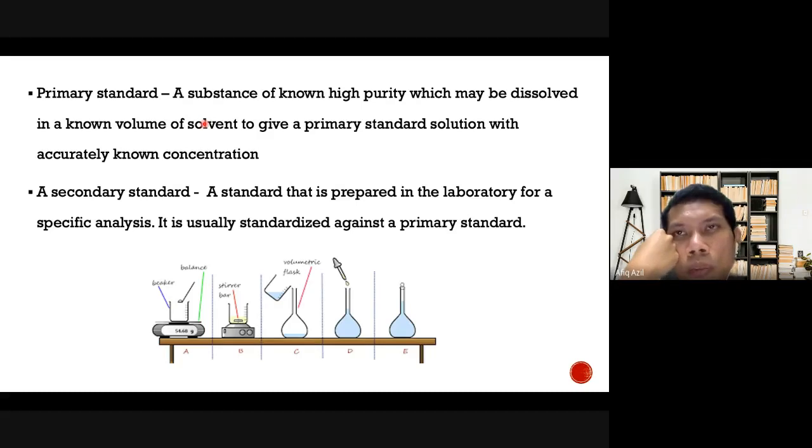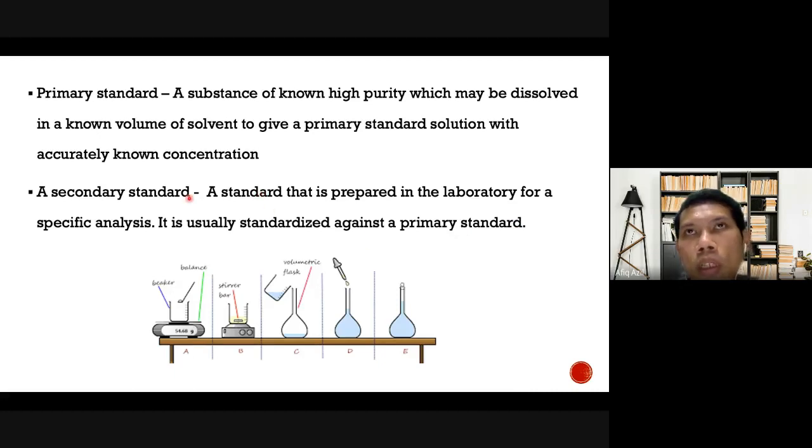You have to use the primary standard. So this is where the secondary standard comes in. A secondary standard is a standard that is prepared in the lab for a specific analysis. Normally it is standardized against a primary standard.